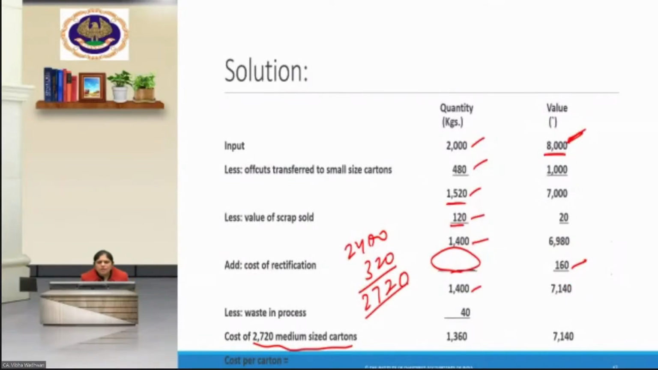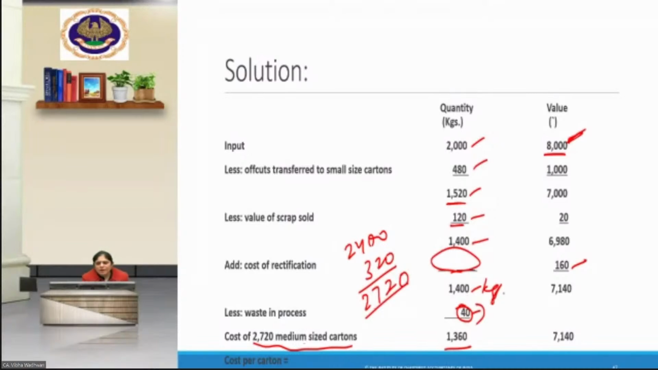Good. So here, 1,400 kgs should be used for making the good medium size cartons. That means 2,800 units should be there, but they have been made 2,720. That means 40 must be a normal waste in the process. All right. So 2,720 is the medium size cartons and 1,360. So 40 has to be the waste. All right. So this is how it goes.